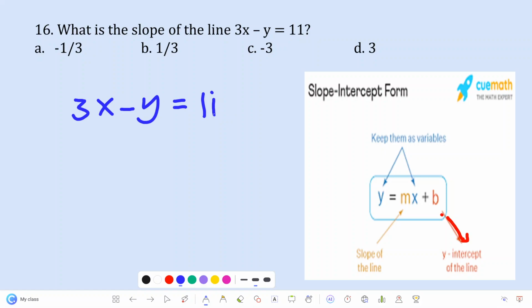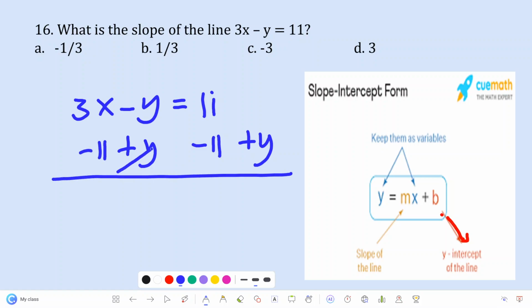Dito po ay ililipat natin ang y sa kabila. So, to do that, we have to add y here. We have to add also y here. Ngayon, the slope-intercept form, isa lang po ang variable na y sa isang side ng equation. Ganun din ang gagawin natin dito. So, we will minus 11 here. And we will minus 11 here. So, dito, maeeliminate nyo po yung y, maeeliminate rin po ang 11 dito. So what you will have is 3x minus 11 is equal to y.